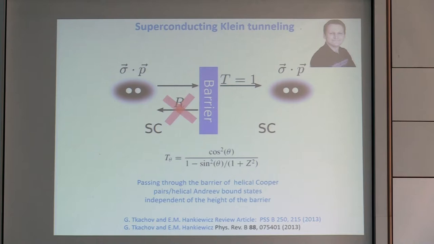So what happens is that the zero mode, or the first mode, will go through the system with transmission equal to one. And this is what we call superconducting Klein tunneling in the system.